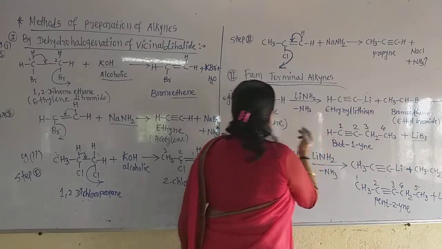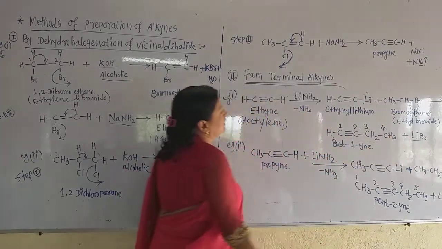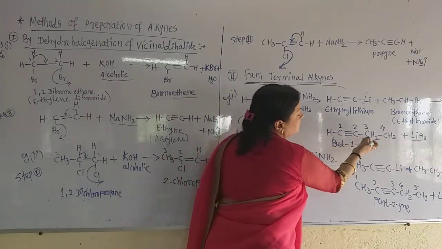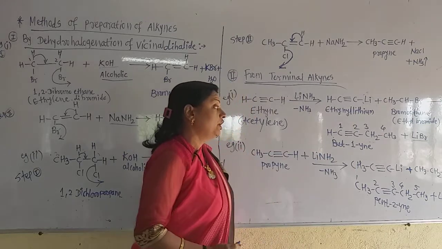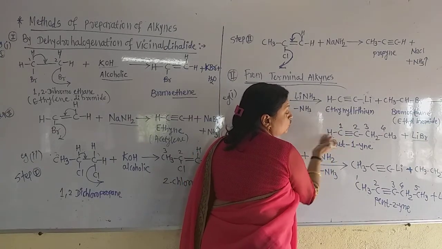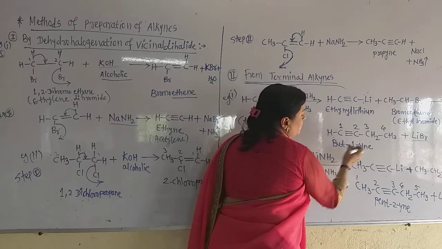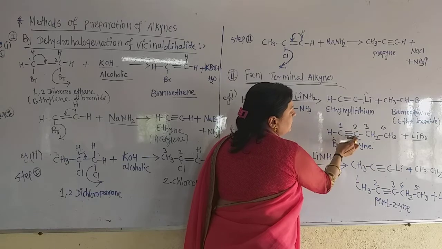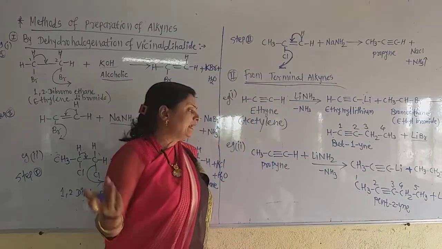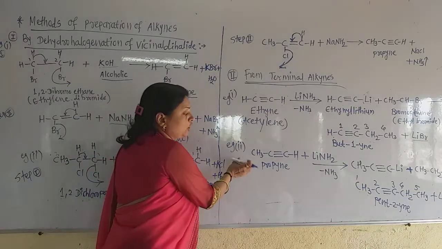Now from the lower alkyne we obtain the higher alkyne. This alkyne has only 2 carbon atoms, but this alkyne has 4 carbon atoms. Now the name of this alkyne: give the number from this side because the triple bond is closer to this side. 1, 2, 3, 4. So it is butyne, and the triple bond is on the first carbon, so it is but-1-yne. Similarly we can prepare again higher alkynes from the lower alkynes.